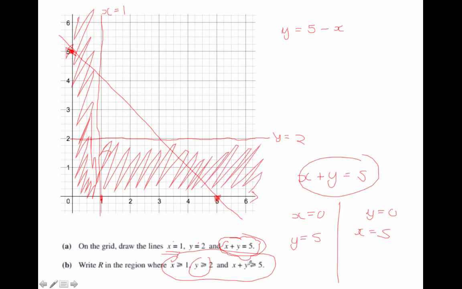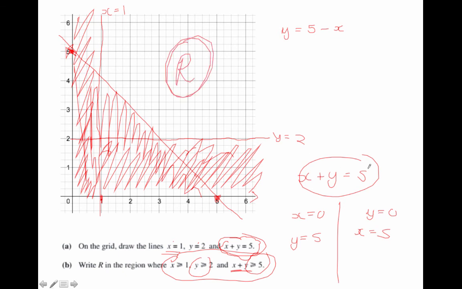And then this x plus y is greater than 5. Well, here's the line of where it equals 5. So anything above the line is going to be greater than 5. Anything below the line is going to be less. So all of this would be less than 5. So the only region that I'm left with is this region here. So I needed to see an R up there.